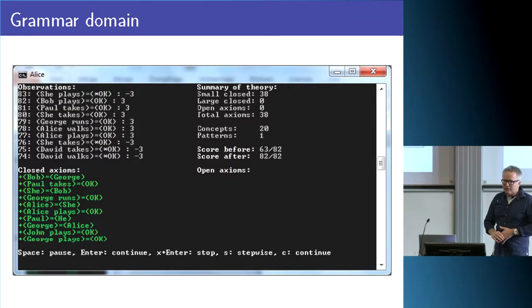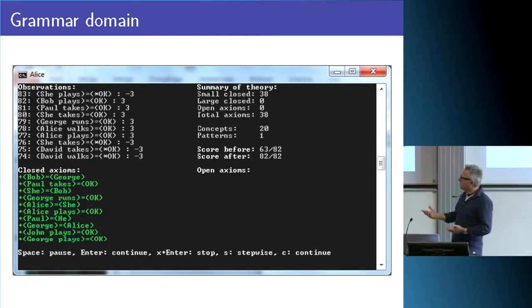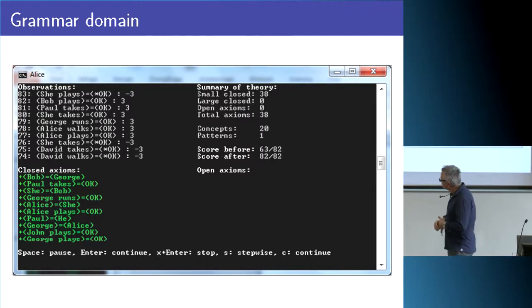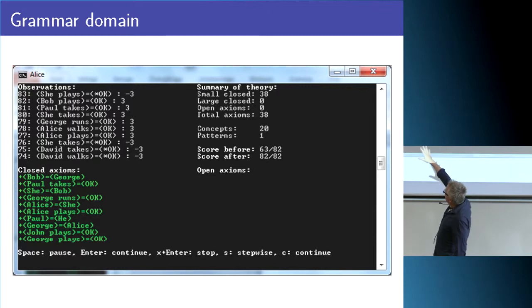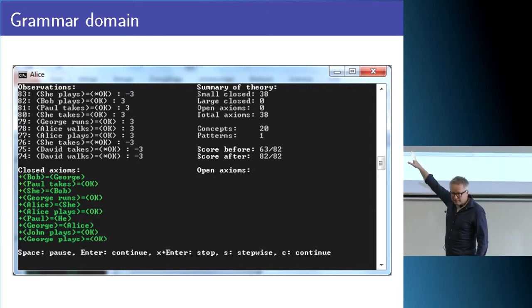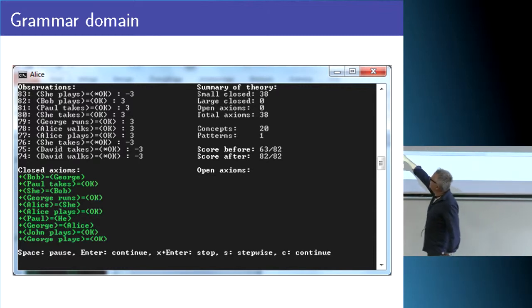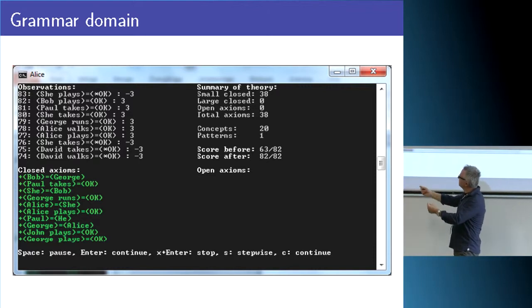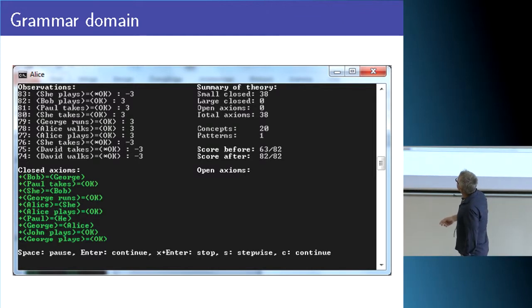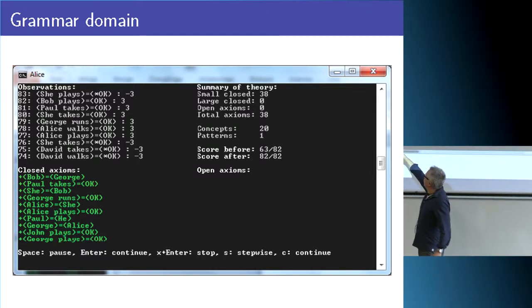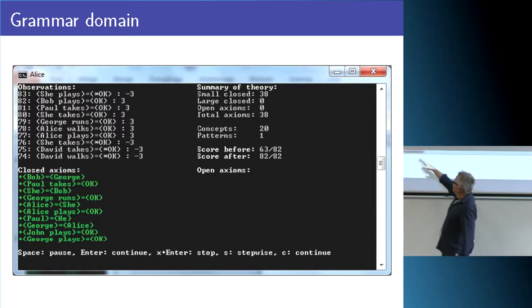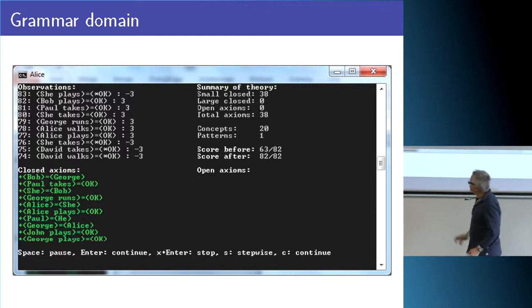And we can also give her any domain. We can take English, for example. We could have taken Icelandic also. So she gets some examples of things that are correct and incorrect in English. And she will develop a theory like this. For example, yes, I think I can always replace Bob by George. And I can replace Paul by he, Alice by she. I think that "John plays" is an okay sentence, and so on.